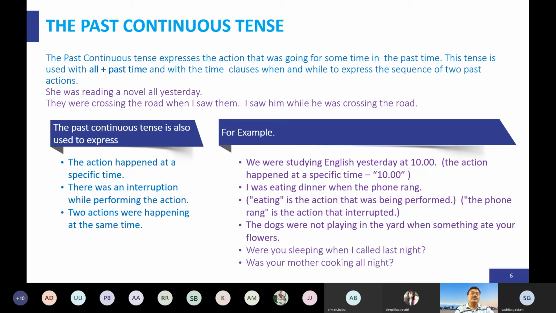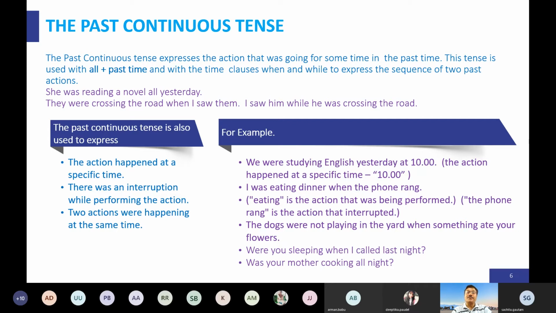There was an interruption while performing the action. While one action is being performed, there is an interruption by something else. In other words, we can say the long action and the interrupting short action. That you can also say. See the example: I was eating dinner when the phone rang. Eating dinner, that action was in progress, was continuing, when the telephone rang. The phone rang, it disturbed the performance. Eating dinner was disturbed by this phone ring.